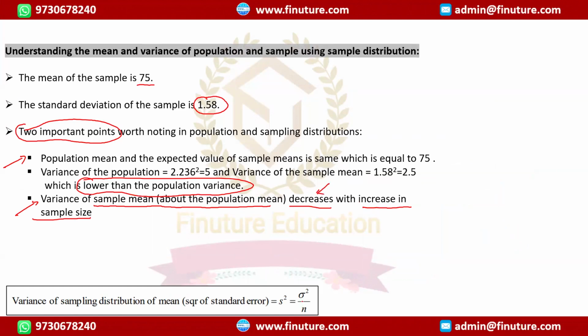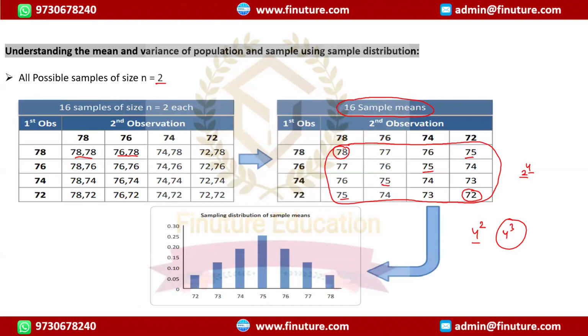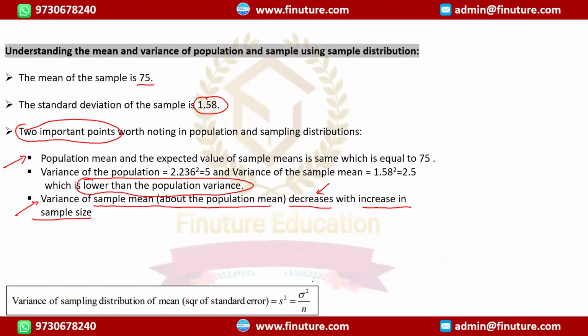Sorry, the variance of the sample mean distribution. This distribution was of the sample means. These are sample means, right? 78 is the mean of this sample. 77 is the mean of this sample. Is it making sense? Okay.